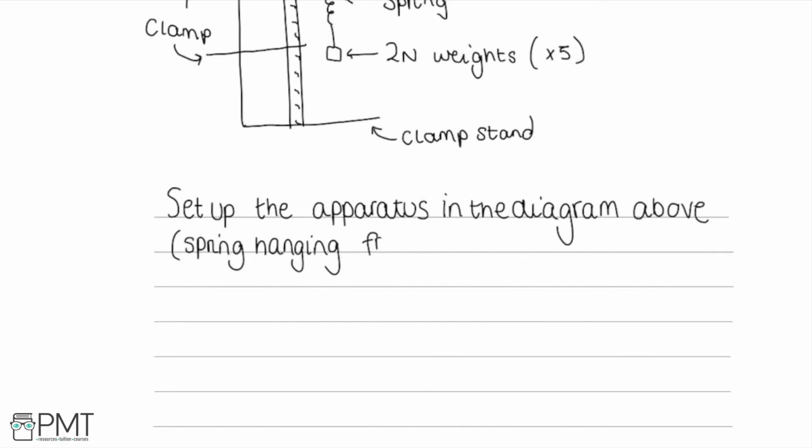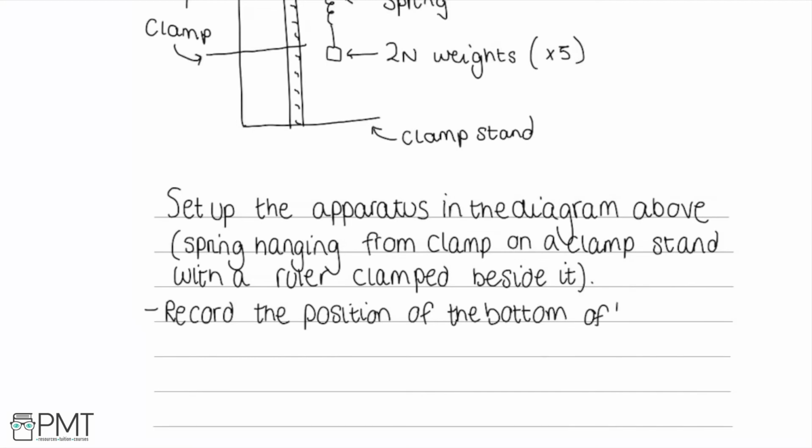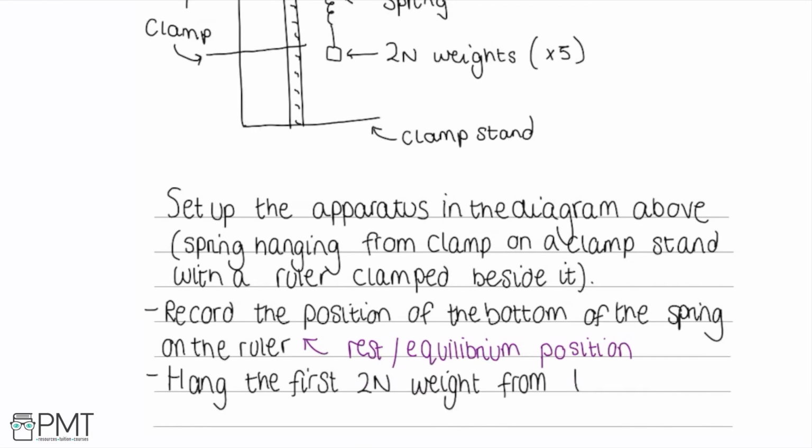So once setting up the apparatus in the diagram, I can record the meter ruler reading that's level with the bottom of the spring. So this is going to be basically the equilibrium length and where we're going to take our measures of extension from. So I can then hang a 2 Newton weight from it and record the new position of the bottom of the spring, calculating the extension, so the difference between the original measurement and now this measurement.